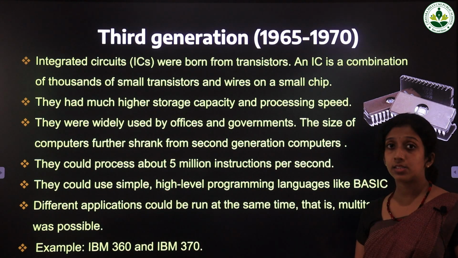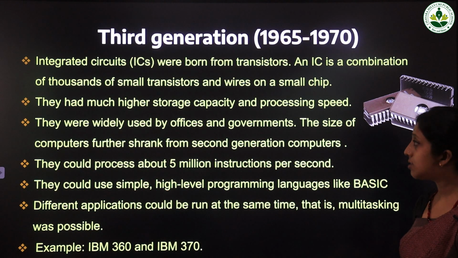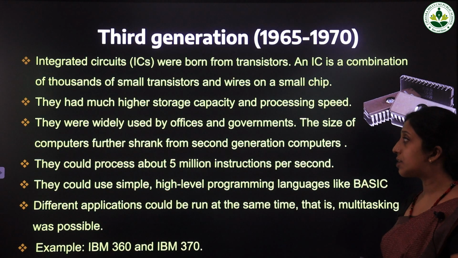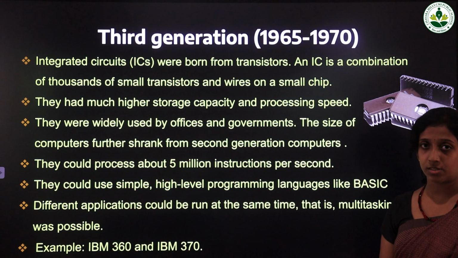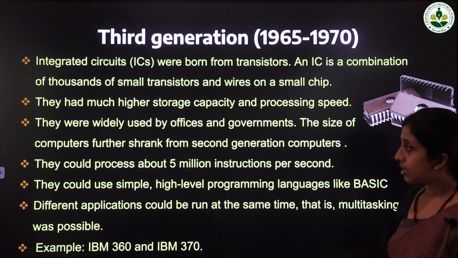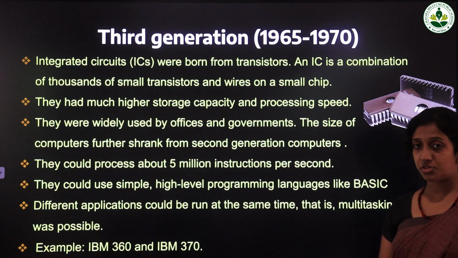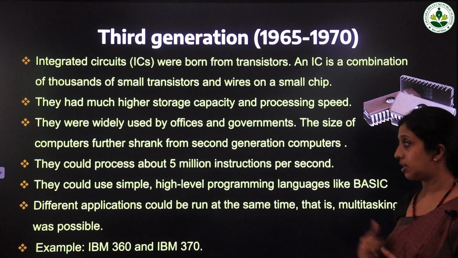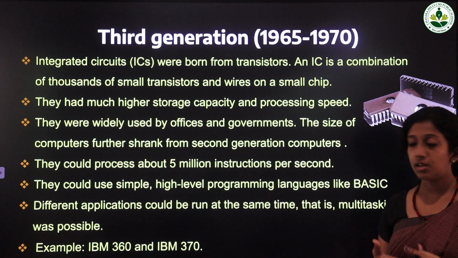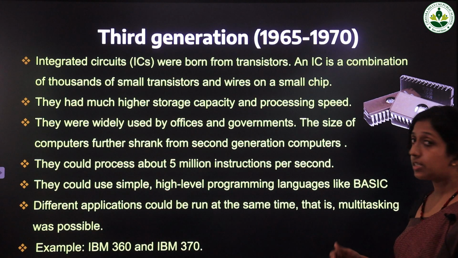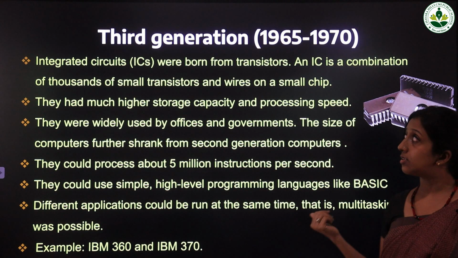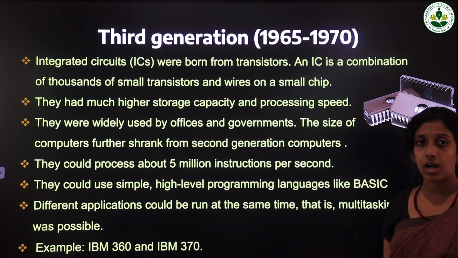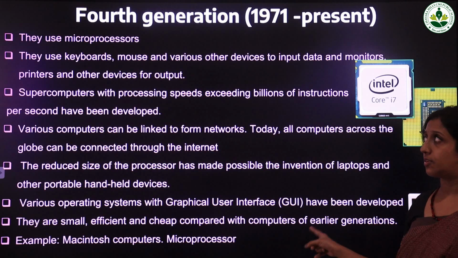They had much more storage capacity than the earlier generation computers, and also high processing speed. The computers shrank further from second generation computers, that means the size reduced. They could process about 5 million instructions per second, and the languages used in the third generation computers were high level programming languages, for example BASIC. Examples of third generation computers are IBM 360 and IBM 370.